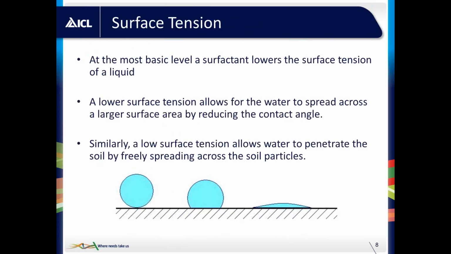So, surface tension. At the most basic level, the way a surfactant works is it lowers the surface tension of water or of a liquid. A lower surface tension allows the water to spread across a larger surface area by reducing the contact angle. If you have a bead of water on a surface, it will form a sphere. If you add a surfactant, that will help to lower the surface tension and allow it to cover a greater area, reduce the contact angle, and increase the coverage.